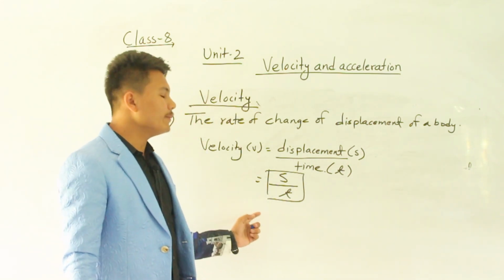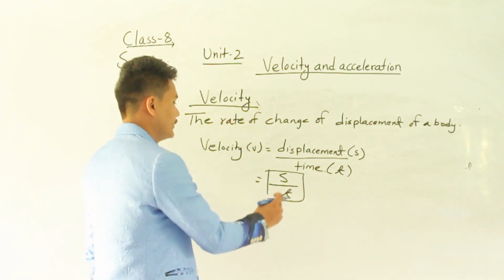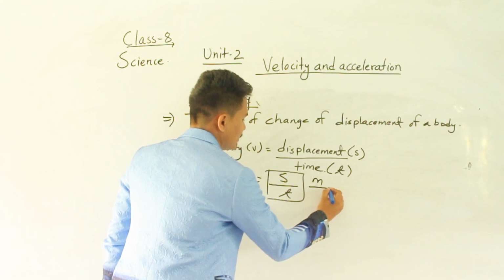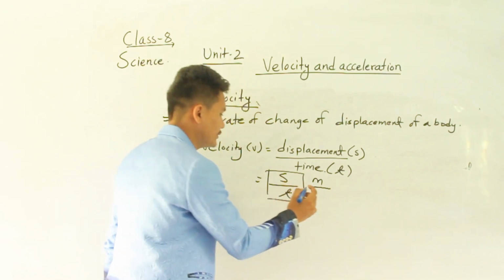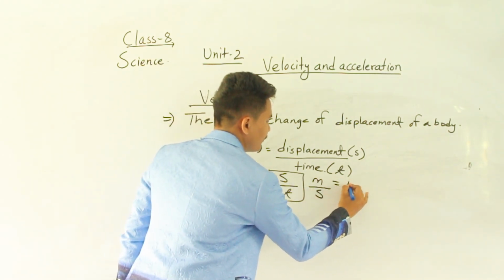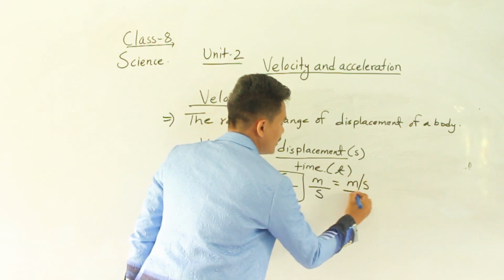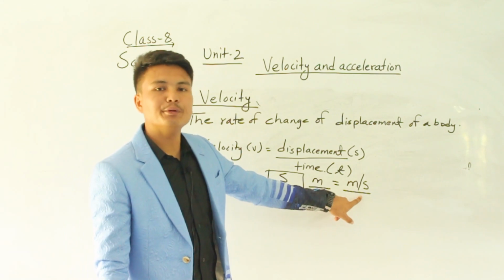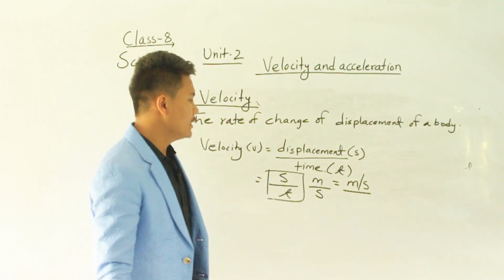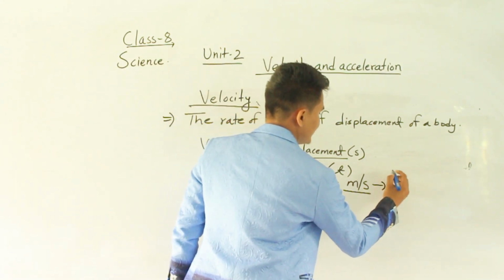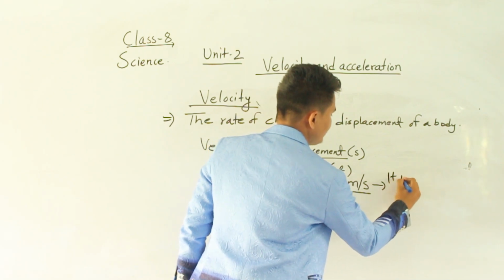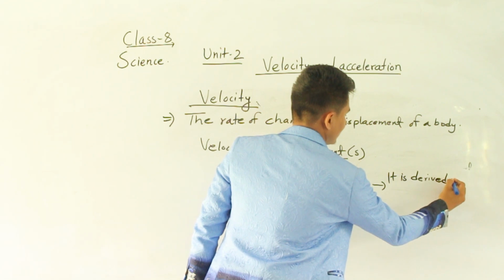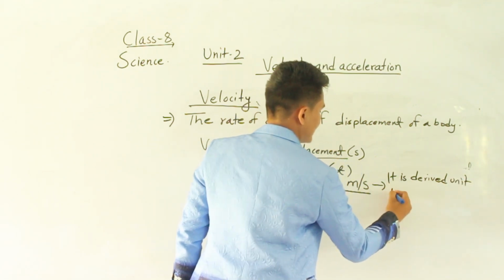So what is the SI unit of velocity? First, what is the SI unit of displacement? The SI unit of displacement is meter. What is the SI unit of time? The SI unit of time is second. So the SI unit of velocity is meter per second. Okay, it is a vector quantity. Sorry, is it a derived unit or a fundamental unit?